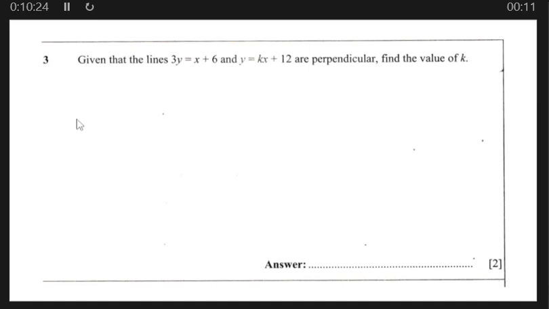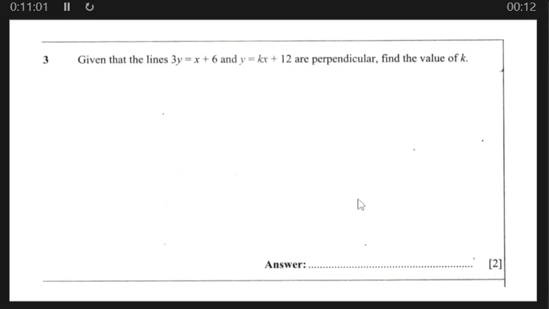Question number 3 says, given that the lines 3y is equal to x plus 6 and y is equal to kx plus 12 are perpendicular, find the value of k. So we are being asked to find the value of k of these two lines here. So these two equations represent two straight lines that are perpendicular to each other.